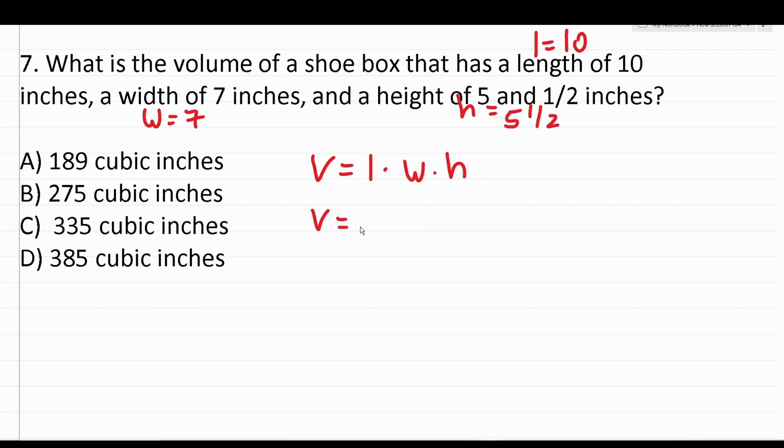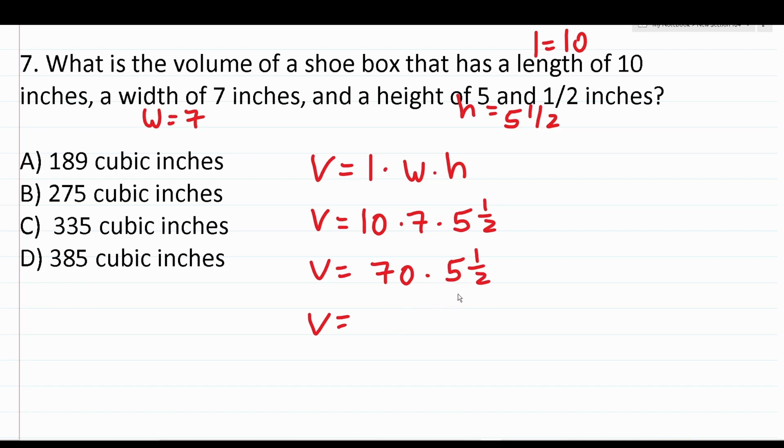So let's plug those values into our formula. This becomes 10 times 7 times 5.5. This first part's very easy to do. 10 times 7 is 70. So this becomes 70 times 5.5. So at this point, you have a choice as to how you want to proceed. You can do this math involving the mixed number and the whole number, or you can convert 5.5 to a decimal. I'm going to do this work involving the fraction.